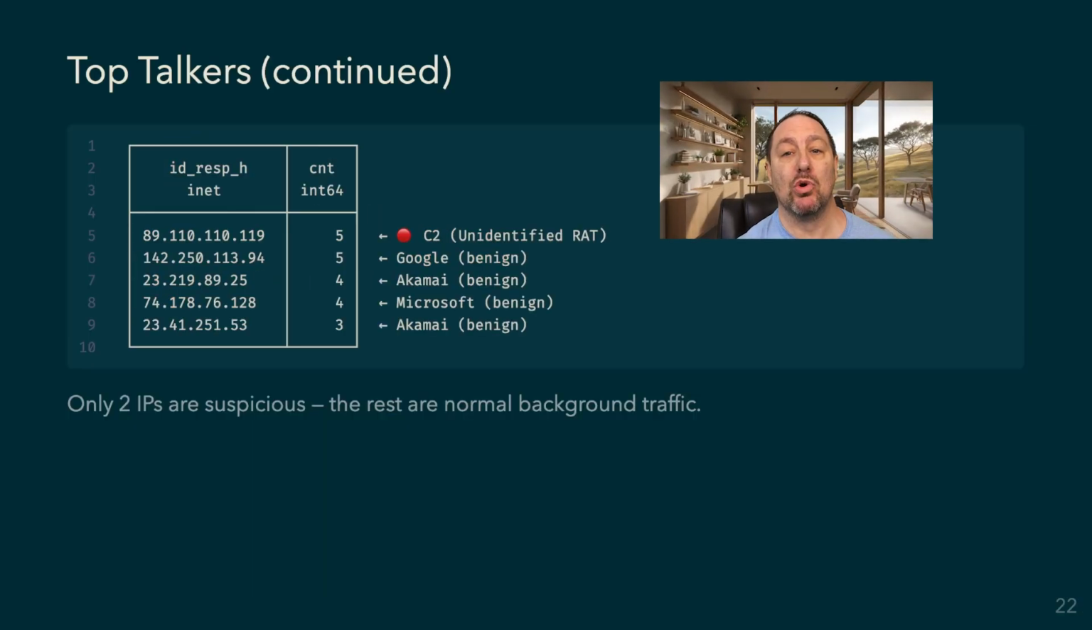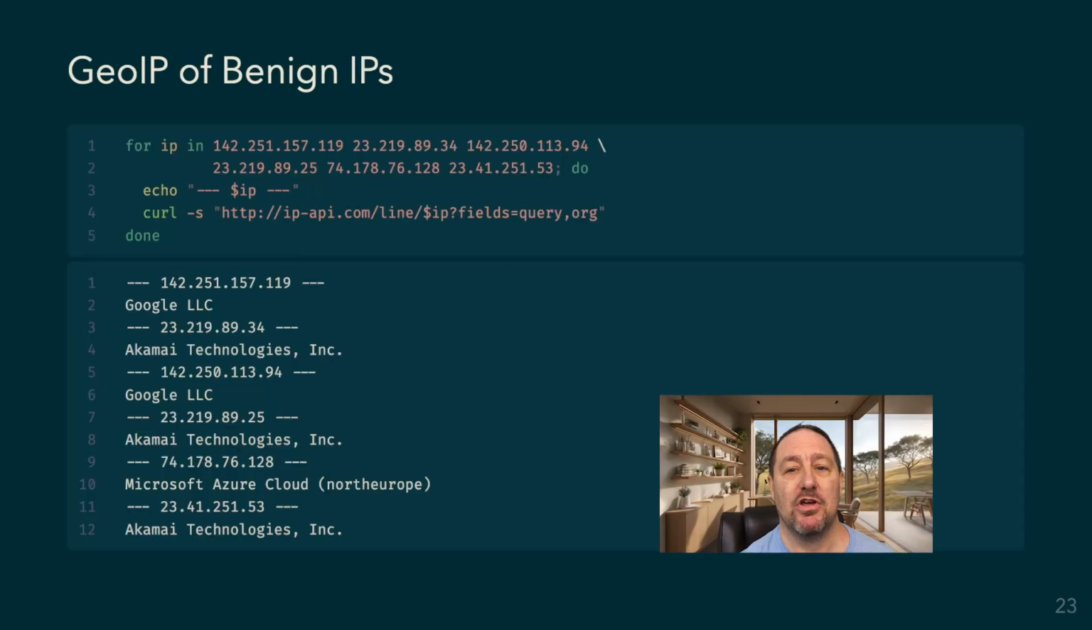The rest were Google, Akamai, Microsoft, normal background type of noise. But the IP address that starts with 89 has 5 connections. That's also suspicious. And spoiler alert again, that's the unidentified RAT C2. And I'll show you that in a minute too. Let's confirm the benign IPs first. Geolocation on all Google, Akamai, Microsoft IPs, all as expected, you see there. But the 89 IP address with 5 connections, and the 194 IP address with 48 connections, we don't see any Zeek classifications for them.